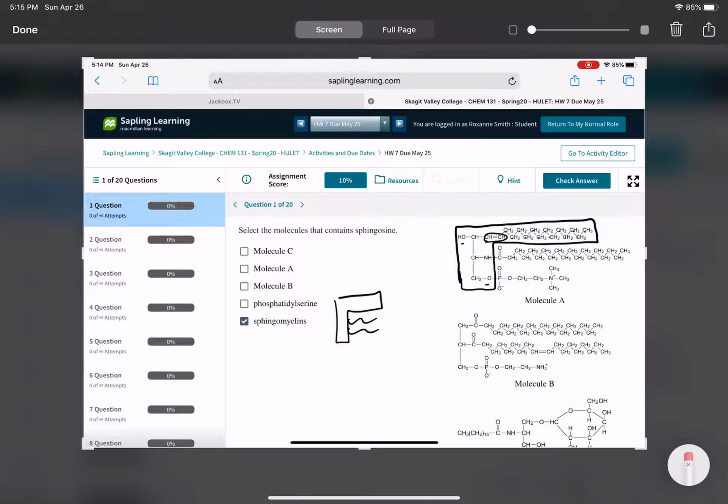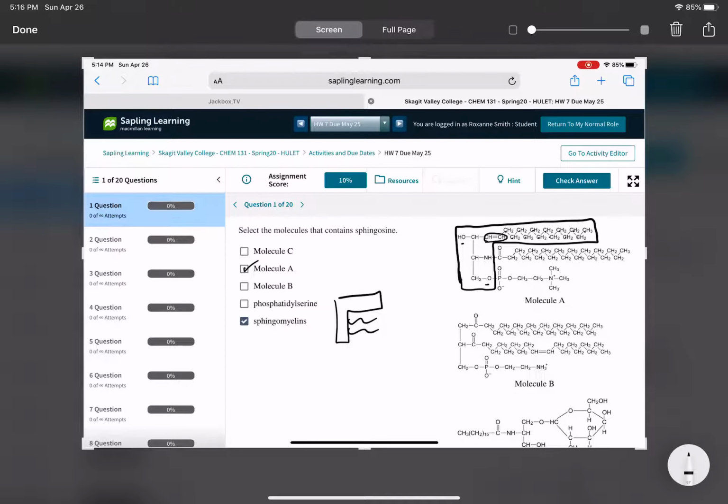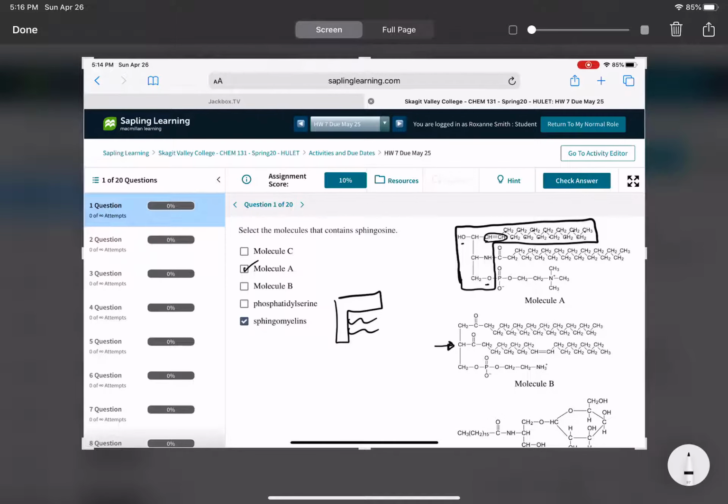So knowing that that is the sphingosine, then obviously we know that molecule A is also containing sphingosine. And if we look at the structure of molecule B, really what you're looking at is find that center carbon in the backbone right there. And is there a nitrogen on that center carbon? There's not. So molecule B does not contain sphingosine. As far as this guy, just type that name into the internet, look up the structure of that molecule, and look for the sphingosine characteristic.